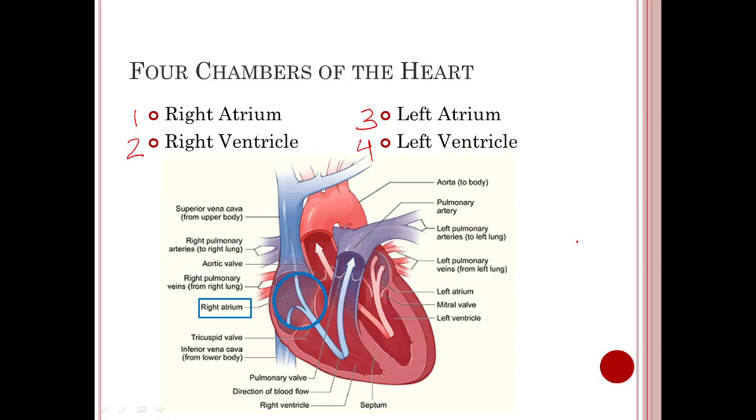This blue circle is showing you the right atrium. This blue oval is showing you the right ventricle. Why have I kept blue? Because it shows that our deoxygenated blood is here. Now coming towards the left atrium. Why have I kept it pink? Because oxygenated blood is here, red blood. This pink oval is showing you the left ventricle. So these are the four chambers of the heart.